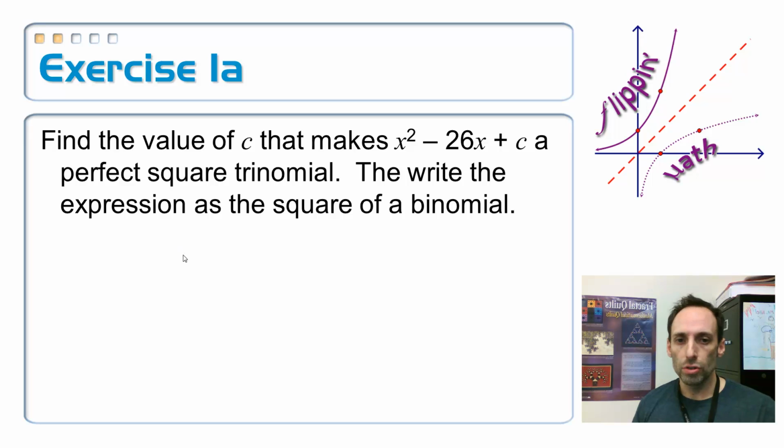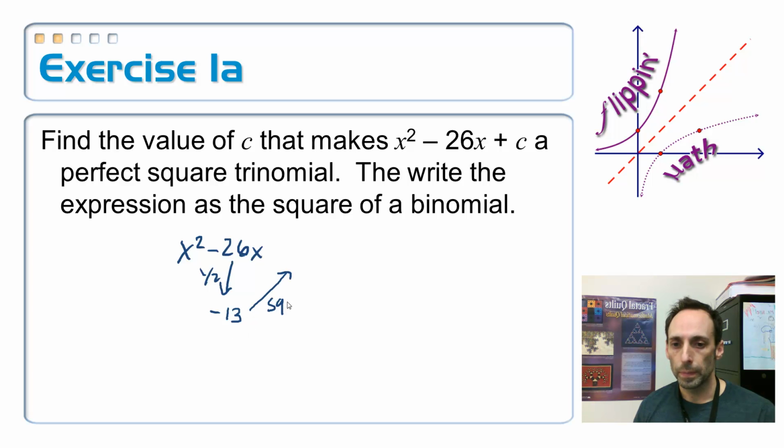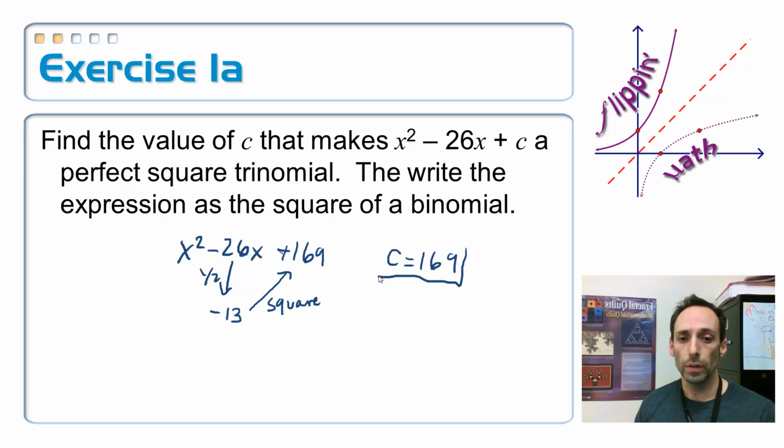So I'm going to write down just the first part, x squared minus 26x. And the technique is this. I take half of this middle term. Half of negative 26 is negative 13. Now I'm going to take that number and I'm going to square it. And the square of negative 13 is positive 169. So my c value here is 169. That's what number it takes to complete the square.